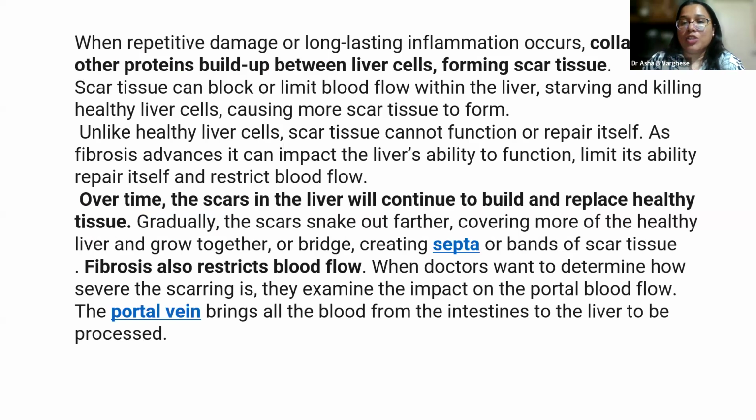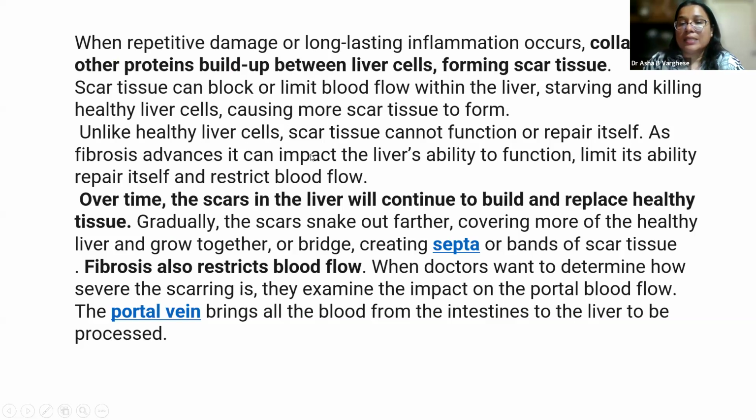When repetitive damage or long-lasting inflammation occurs, collagen and other proteins build up between the liver cells, causing scar tissue. So this is the formation of scar tissue. Collagen or proteins build up and the scar tissue is formed. Scar tissue can block or limit the blood flow within the liver, starving and killing the healthy liver cells, causing more scar tissue to form. So the scar tissue keeps on increasing until the whole liver is fibrosed.